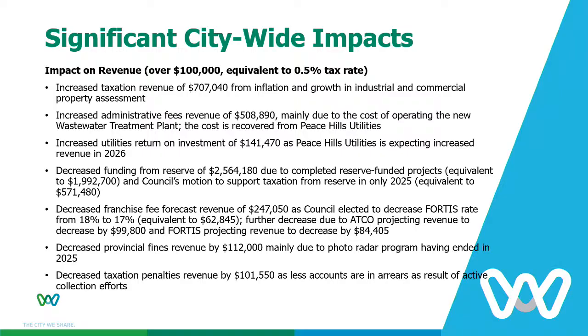There's been an impact as well from franchise fee revenue, first from the 1% decrease, and also a decrease in the revenue that ATCO and Fortis anticipate the city will receive, perhaps from decreased usage of their utilities. There's also a decrease in provincial fine revenues due to the end of the photo radar and red light cameras. Taxation penalties have decreased considerably due to additional efforts in tax recovery and collections. We have more people paying, and we hope to invest those funds to get some interest revenue, as discussed last week during the public engagement.